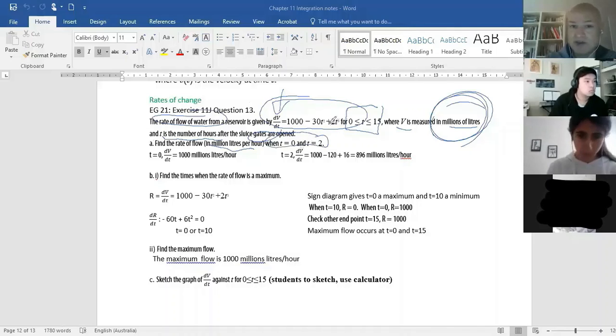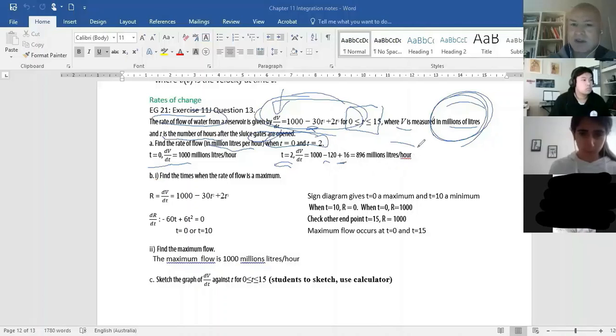So we substitute t equals 0 in the rule. At t equals 0, we get 1,000 million litres per hour. Putting t equals 2, we've got 1,000 minus 2 squared, which is 4, times 30 is 120. 2 cubed is 8, 2 times 8 is 16, so plus 16. So at t equals 2, we've got 896 millions of litres per hour. Questions there?